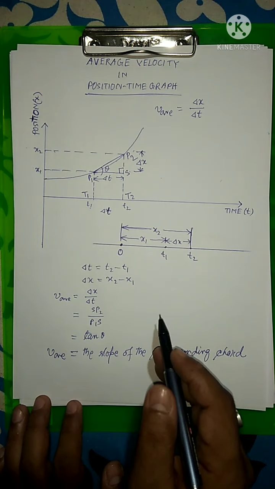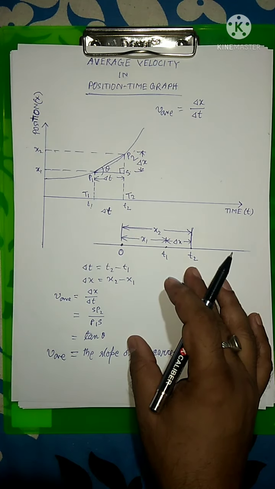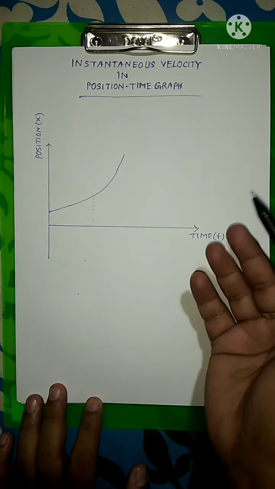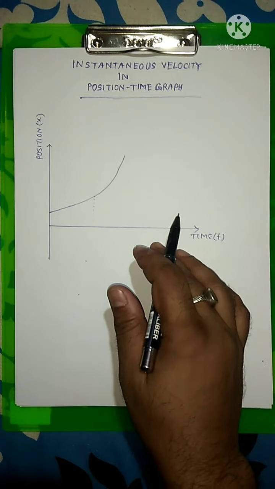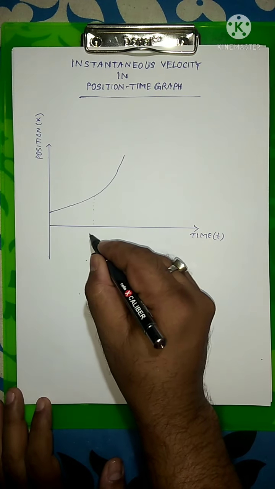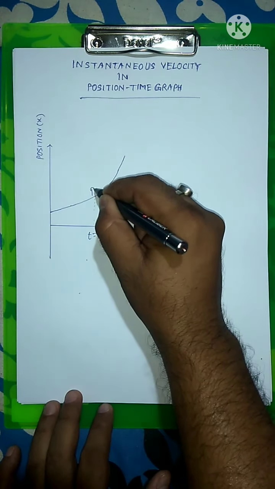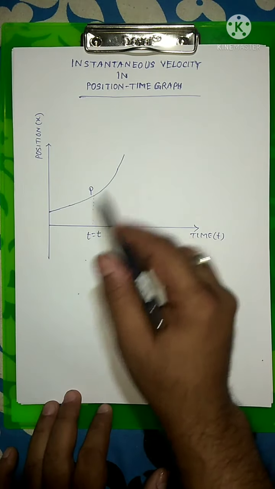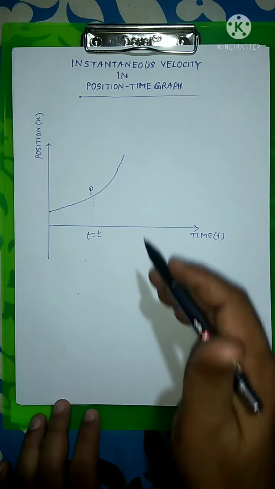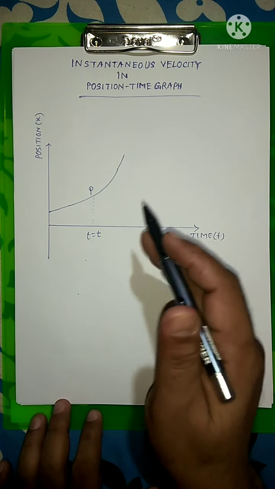Now let's learn how to find the instantaneous velocity in the position-time graph for rectilinear motion. This is the position-time graph, and this is the curve obtained for a particle's position. Let us find the instantaneous velocity of the particle at the instant t. P is the corresponding point on the curve. The instantaneous velocity of a particle is defined as the instantaneous rate of change of position of the particle with respect to time.